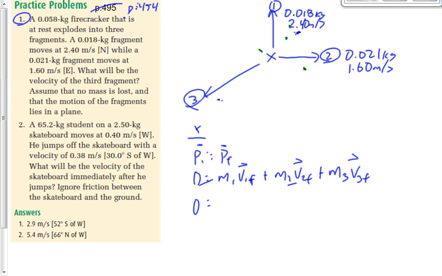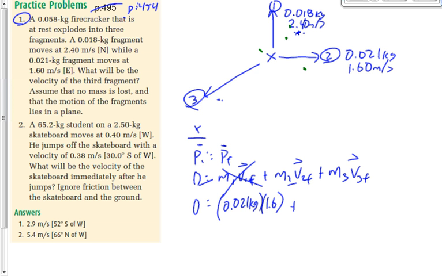It says 2.4 right there. How do we get 0 if it says right in front of us it's 2.4? Because we're looking for the horizontal component right now, the x component, not the y. So we're going to cross that off. M2 is 0.021 kilograms, and V2F is 1.6, because all of that 1.6 is on the x-axis.